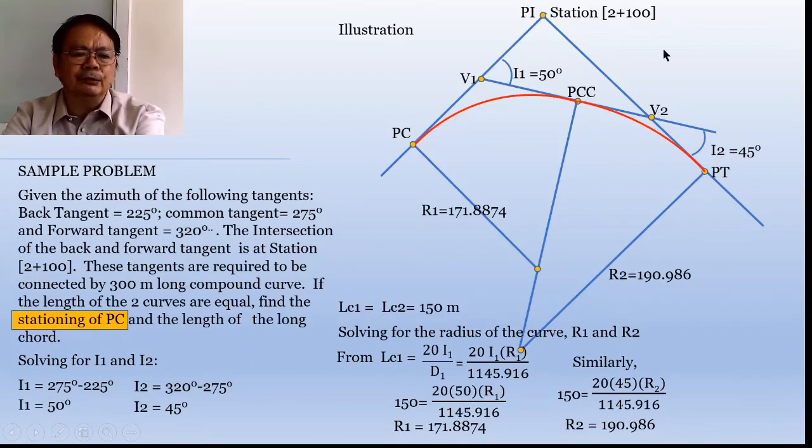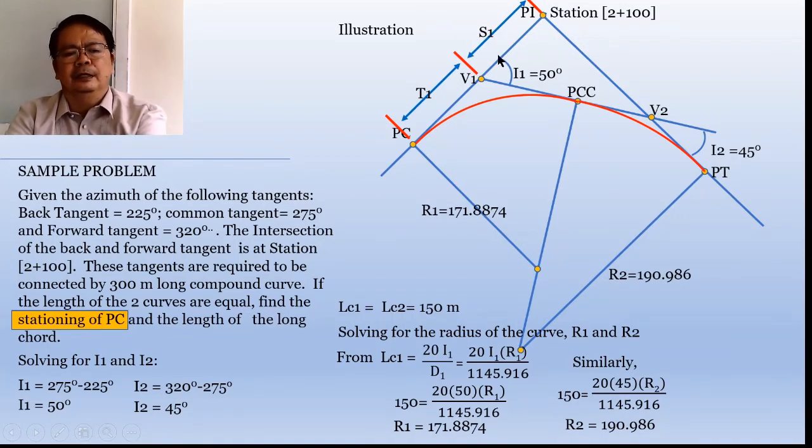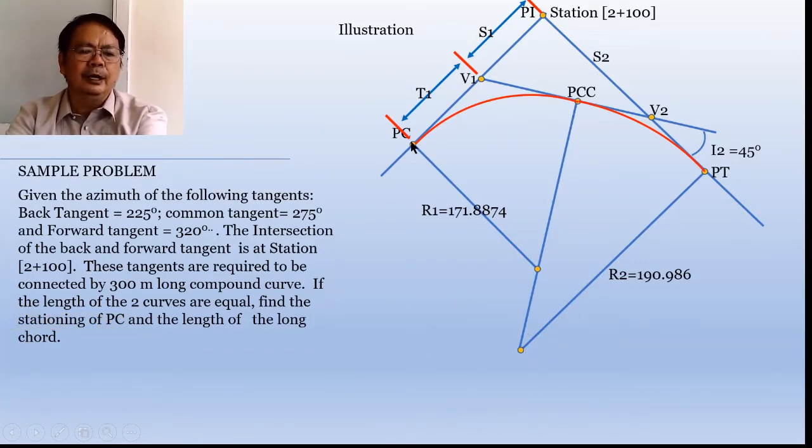Now, let us try to look at this illustration. You will notice that PC can be computed from stationing of the PI by simply subtracting the distance between PC to B1 representing T sub 1 and the distance from B1 to PI representing S sub 1. So that if we shall be able to compute for T1 and S sub 1, we can compute for the stationing of the PC. And so let's do it one by one. Let us now try to solve for T sub 1 and T sub 2.